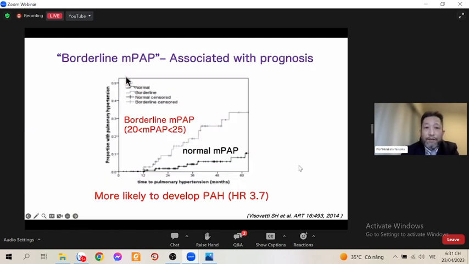Borderline mPAP cases are another risk factor. Borderline mPAP is formally defined as mPAP between 20 and 25. This population can develop pulmonary hypertension much more often compared to normal mPAP cases. If we follow up for more than 5 years, more than 30% of patients will develop manifest PAH, with a hazard ratio of 3.7.